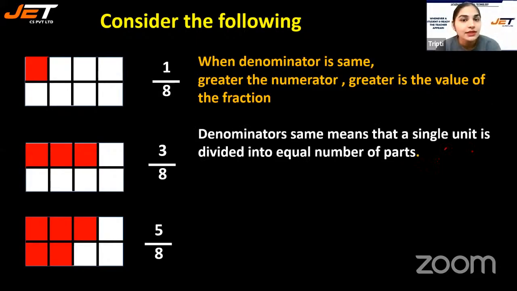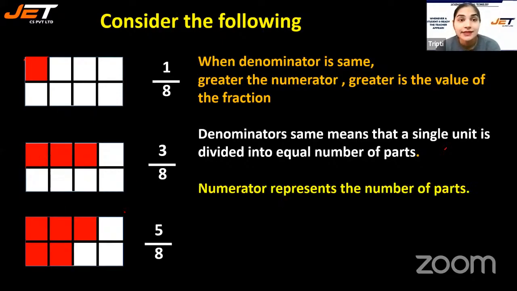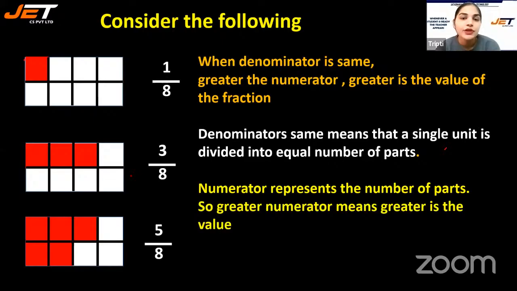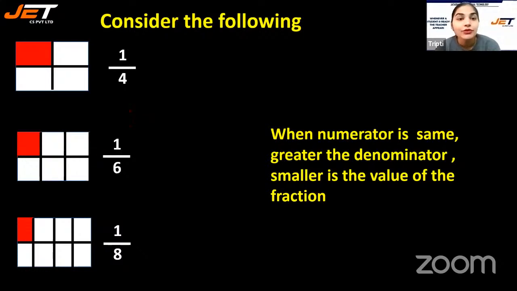Denominators are same. That means a single unit is divided into equal number of parts, like 1 part out of 8 parts, 3 parts out of 8 parts, and 5 parts out of 8 parts. Numerator represents the number of parts. So greater numerator means greater is the value. Now when numerator is same, what do we do? When the numerator is same, here it's opposite, okay? Greater the denominator, smaller is the value of fraction. Means if the denominator is greater, that means the value of that fraction is smaller.